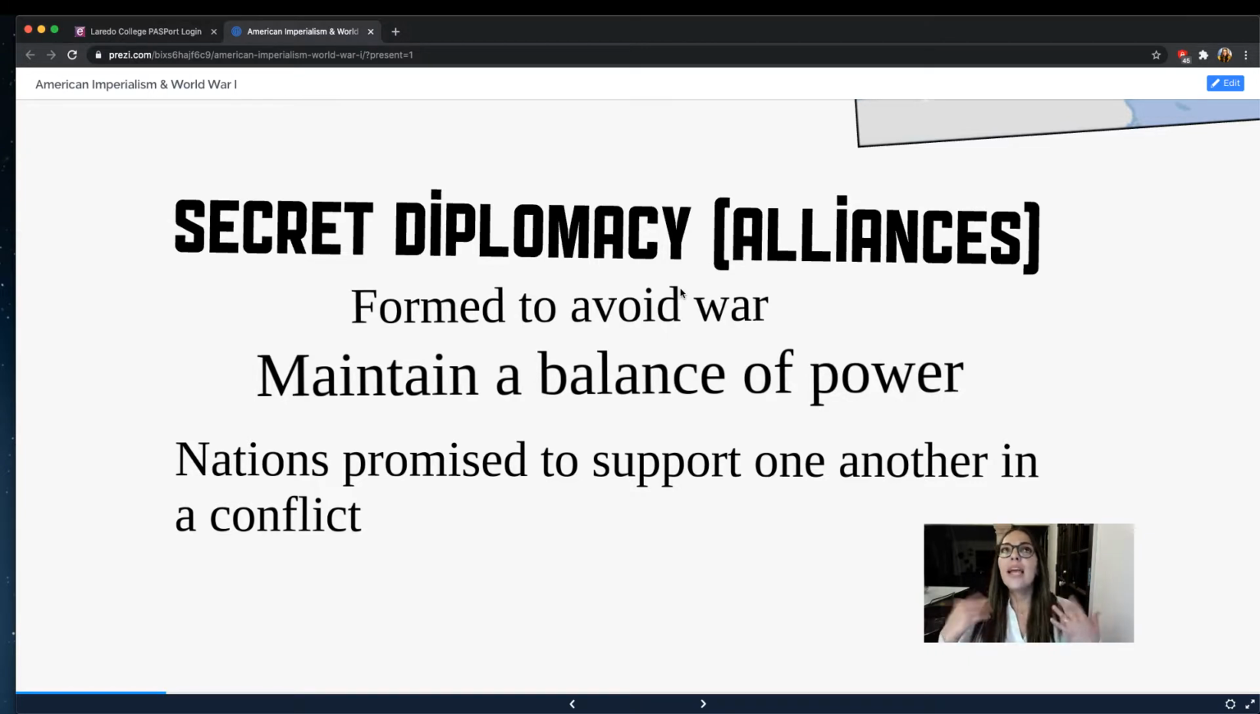So they entered into this agreement, right? These alliances, which were designed to prevent a war, okay? To maintain the balance of power. These nations are essentially promising to defend one another in the event that such a country would rise up and attack them. Now, let's talk about why that's a problem and how it leads into World War I.